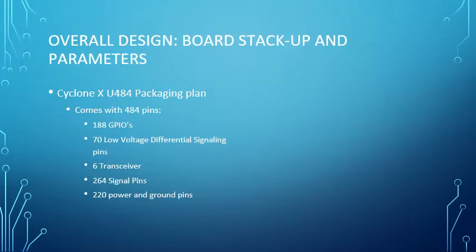So for our Cyclone 10 U484 packaging plan, it comes with 484 pins as indicated by the number. 188 of those are GPIO pins, 70 of them are LVDS pins, 6 transceivers, and 264 signal pins. The rest of them are all power and ground pins.